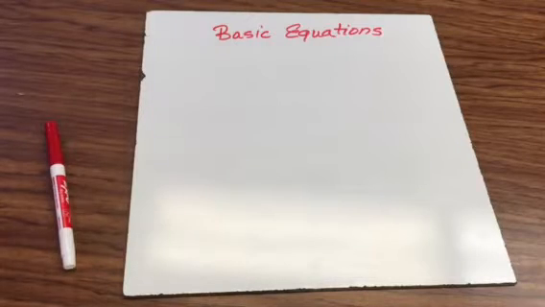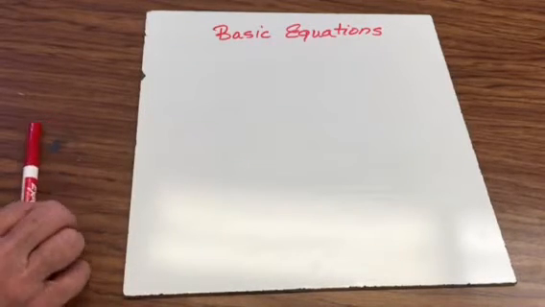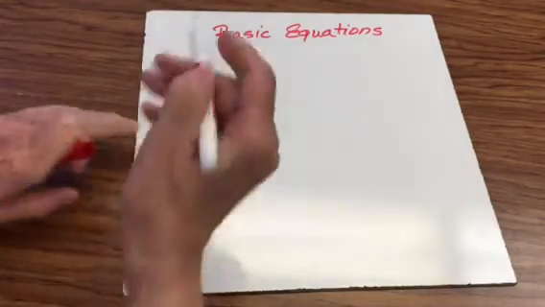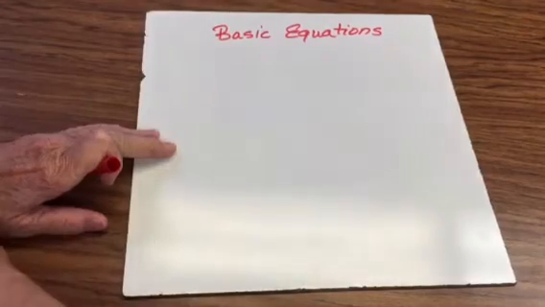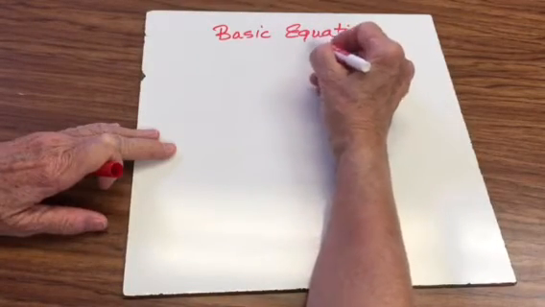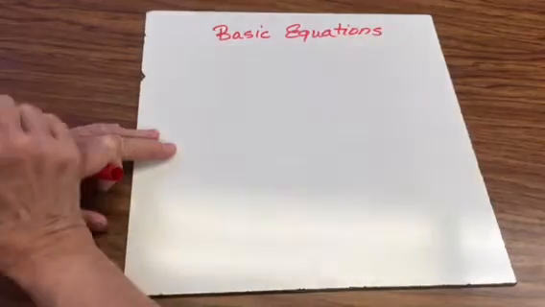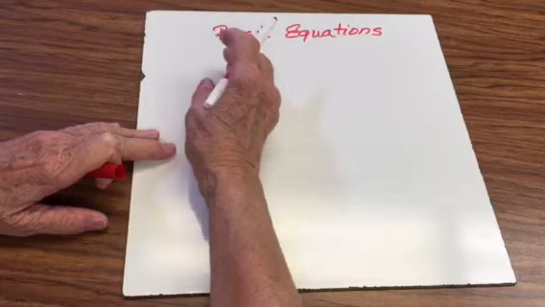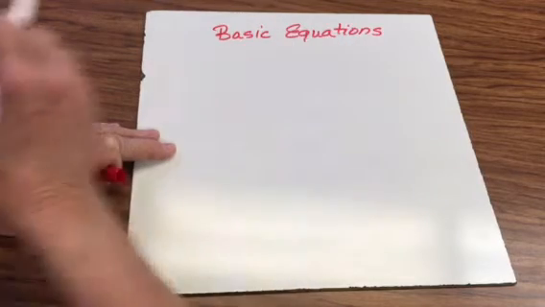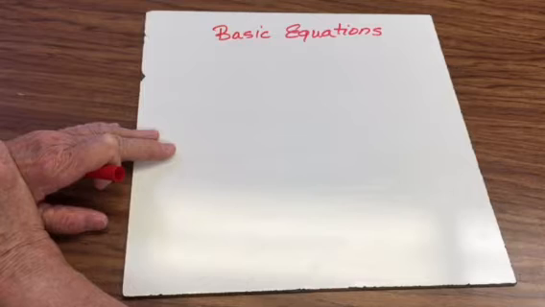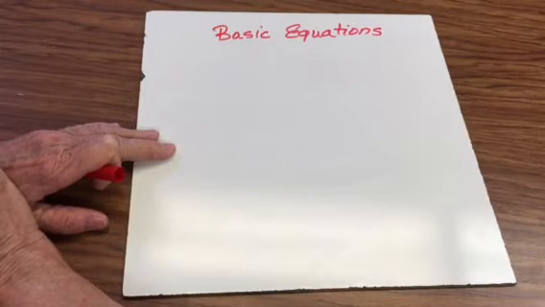In this video, I'm going to show you how to do some basic equations. When we're doing equations, we know we're going to have an equal sign. That's why it's called equations. We're going to have a variable, which is a letter, and we have to solve for that letter. In other words, we have to figure out what that letter stands for in numbers.